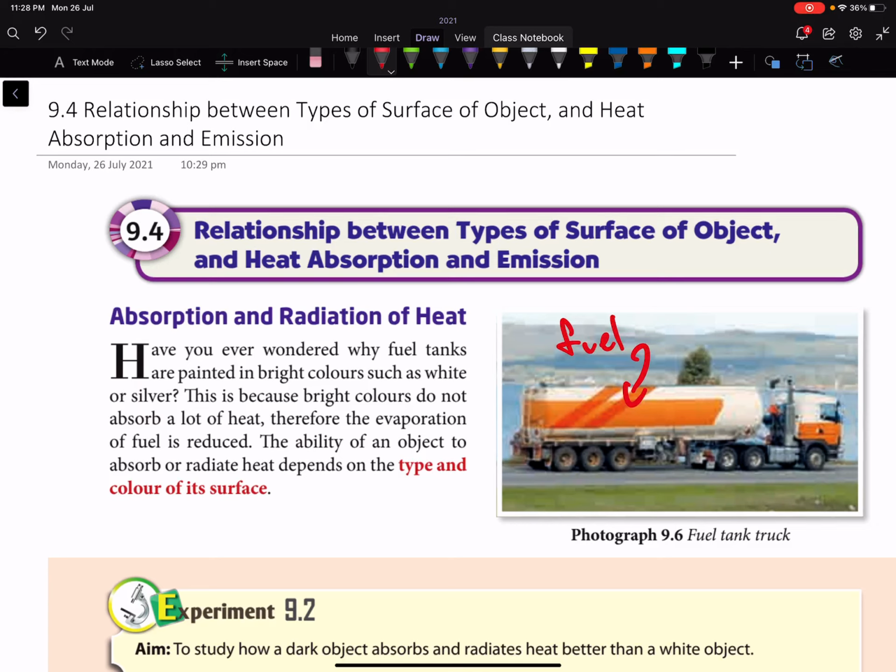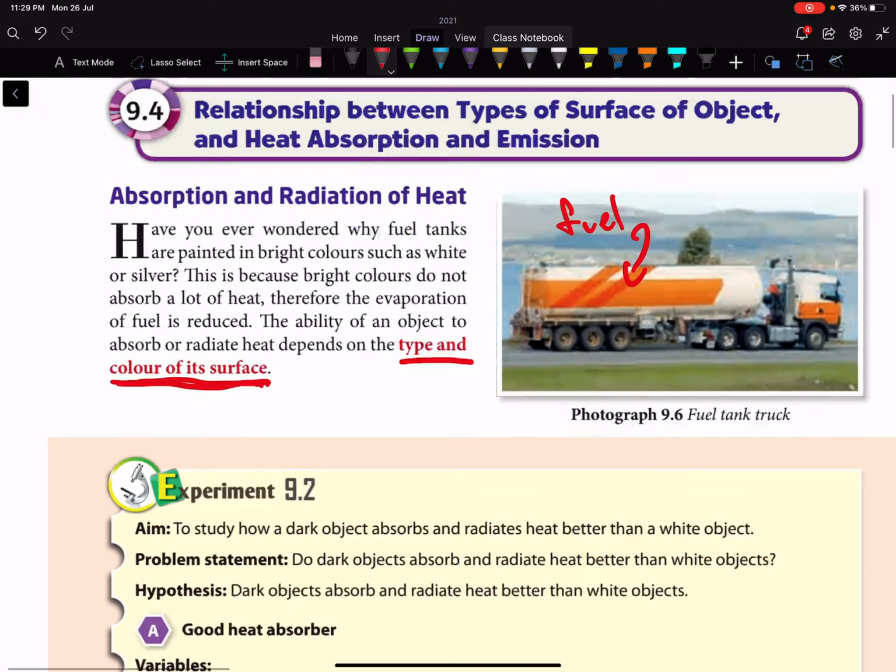Okay, so the ability of an object to absorb or radiate heat depends on the type and color of its surface. So right now you have to understand that the color, okay, or type of the surface is very important in determining whether it absorbs or emits more or less heat. Okay, so let's have a look.